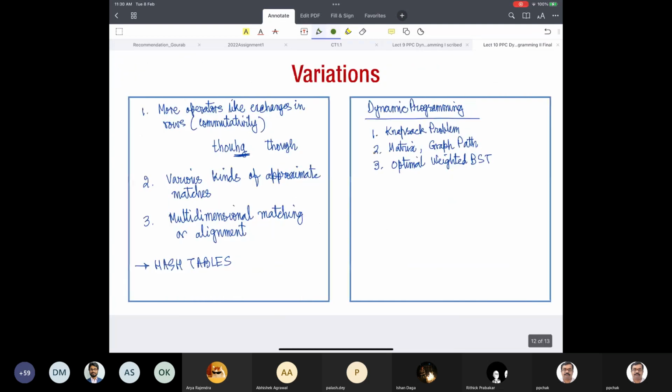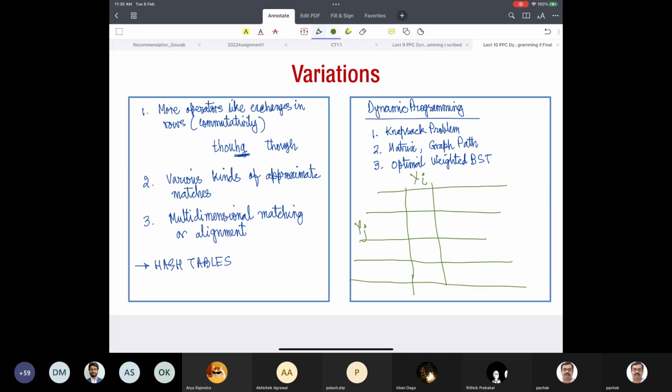Okay, let me do it again for all of you. This is Xi, this is Yj. So this is Xi plus 1, this is Yj plus 1, okay? Are you all okay with me? So now what am I checking? I am checking if Xi is equal to Yj. If Xi is equal to Yj, what am I calling?